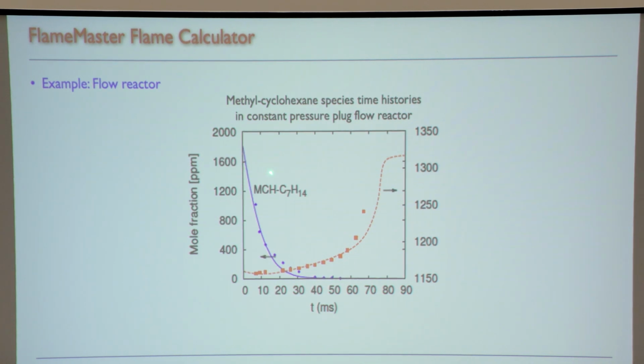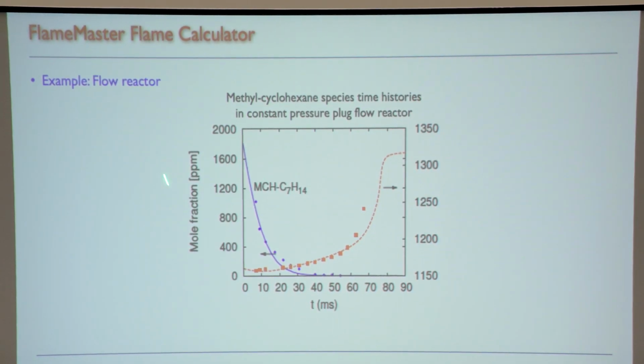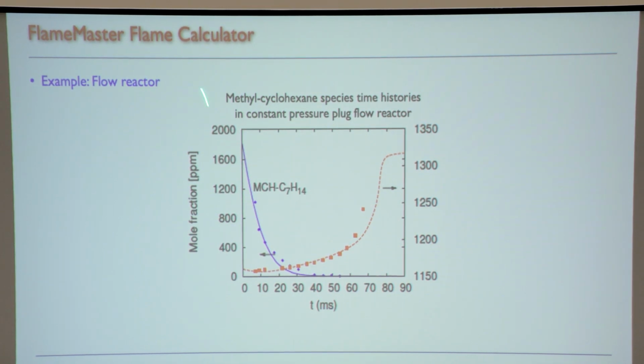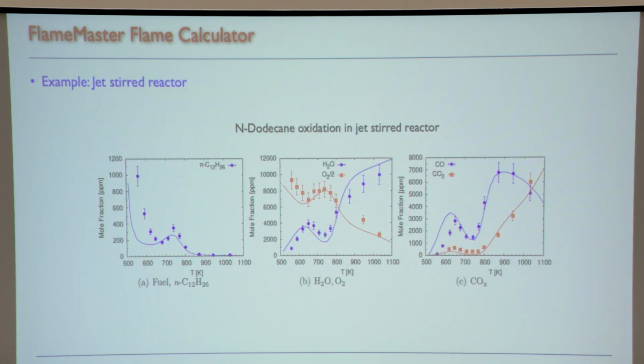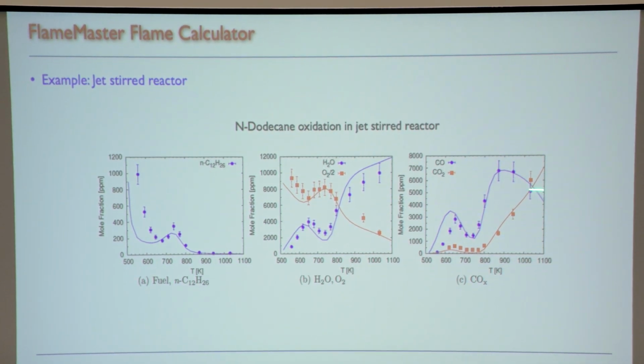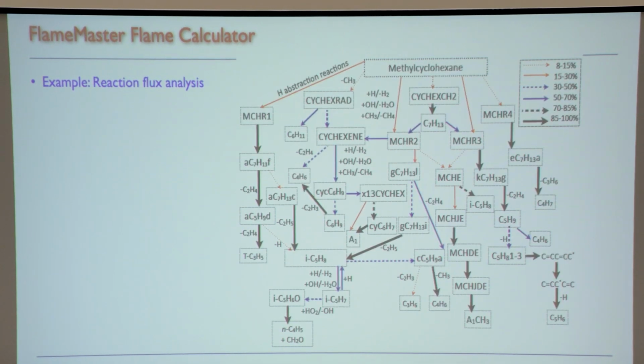And then here we have a flow reactor, like the Princeton flow reactor. Not sure if they showed you this, if it even still exists, but they used these flow reactors for a long time. Mole fraction is a function of residence time here for methyl cyclohexane. And then this shows a jet stirred reactor, where you do experiments at different temperatures, here for n-dodecane, different species. And then it's very good also to do reaction flux analysis, very simple to do. This here is for methyl cyclohexane.